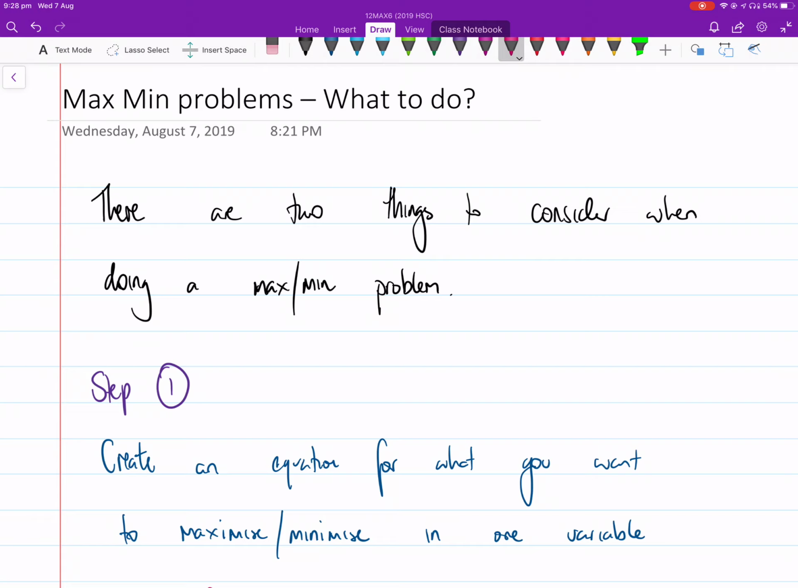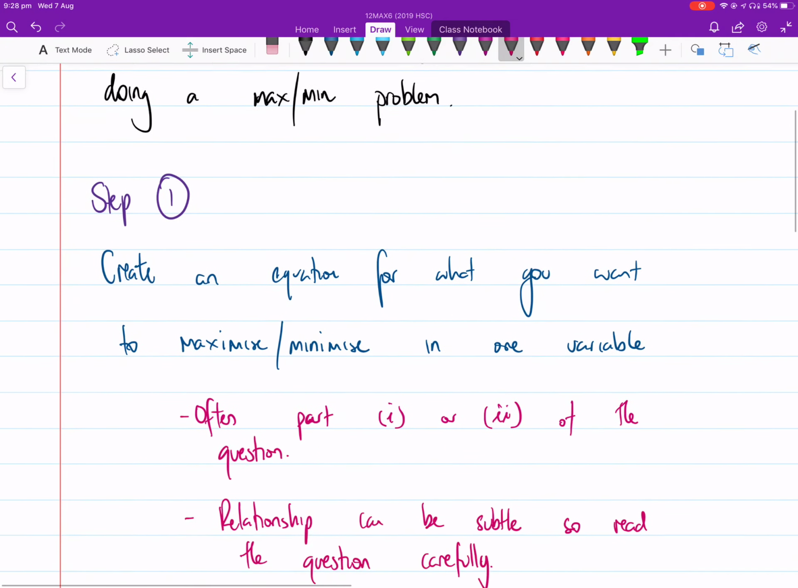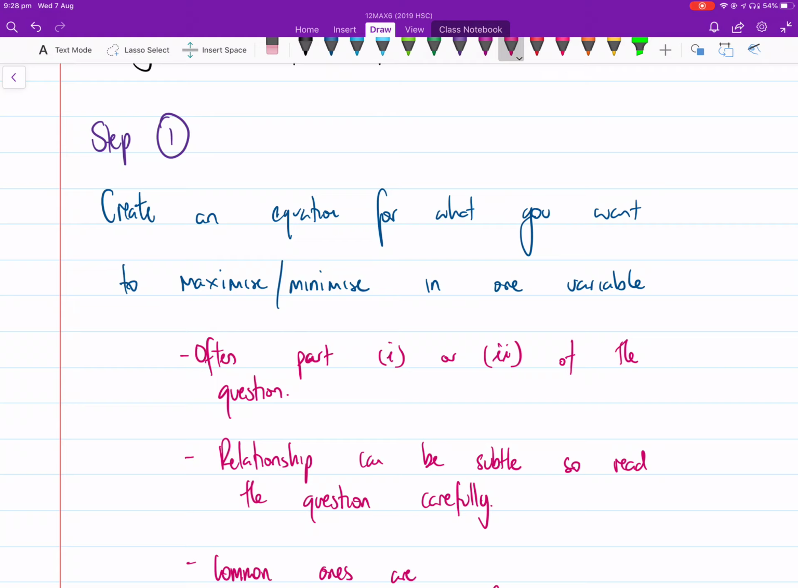If you've done any past papers and you've already done a fair few of these, the reality is that in every question 15 or 16, in every paper that's ever been written, you're going to have to do a maximum problem. And there are really only two places where people will fall down. The first one is to create the equation that you need to maximize or minimize in one variable. This is a really important bit.